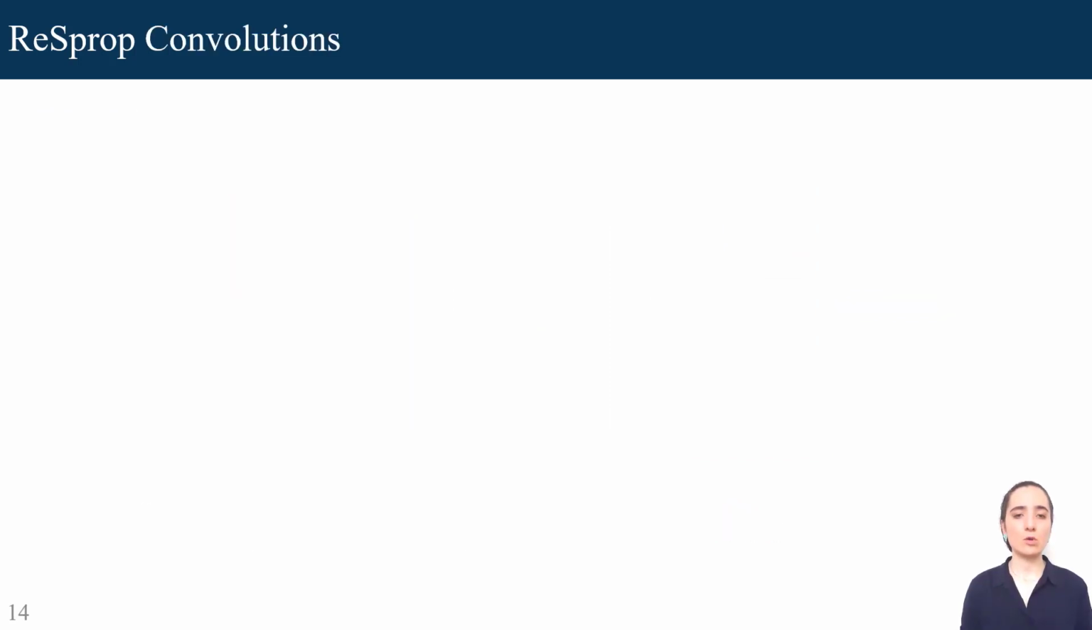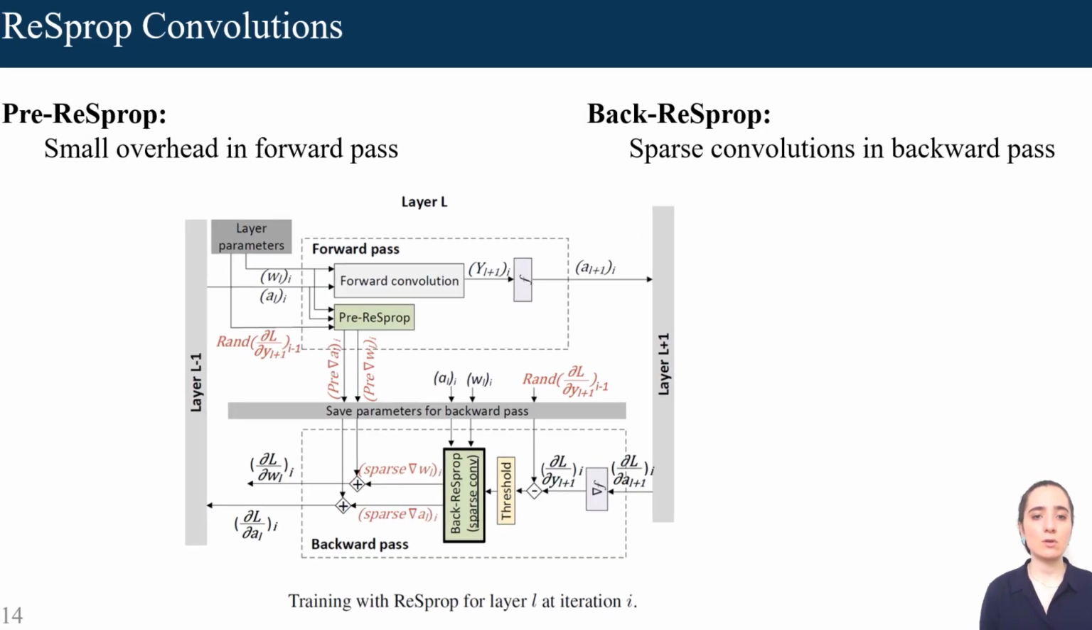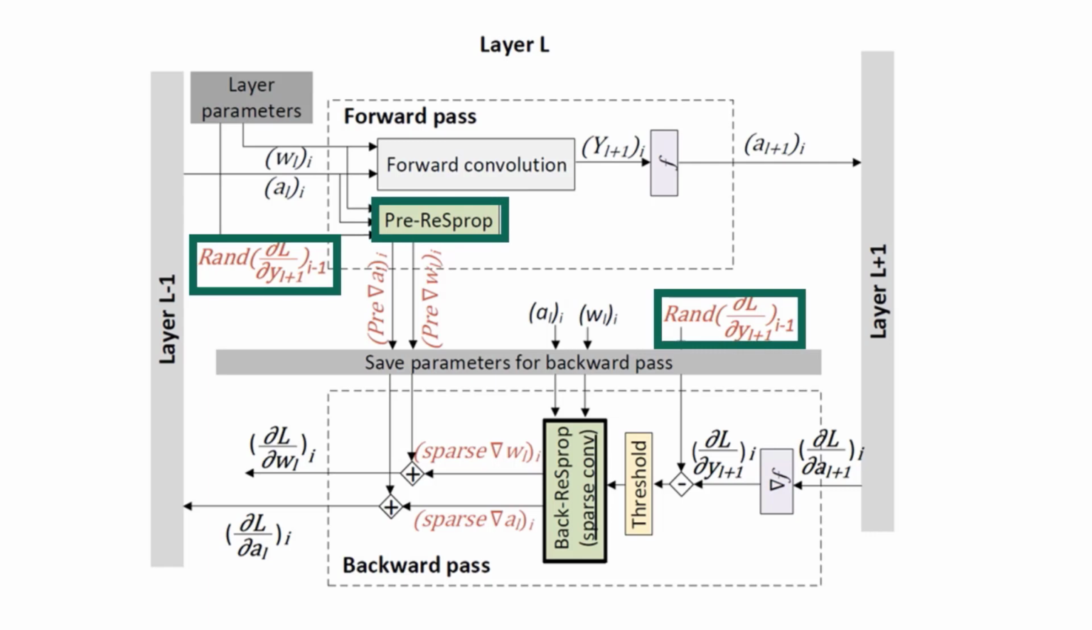So ReSprop has two parts. First, pre-ReSprop, which is minor calculation and adds a small overhead to the forward pass, and second, back-ReSprop, which is sparse convolutions in the backward pass. Let's take a look at this figure which shows our ReSprop algorithm. We store and then reuse a different random gradient at each iteration. We have pre-ReSprop, which can be done in parallel to forward pass. And finally, we have back-ReSprop, which can be up to 90% sparse and makes our training much faster.